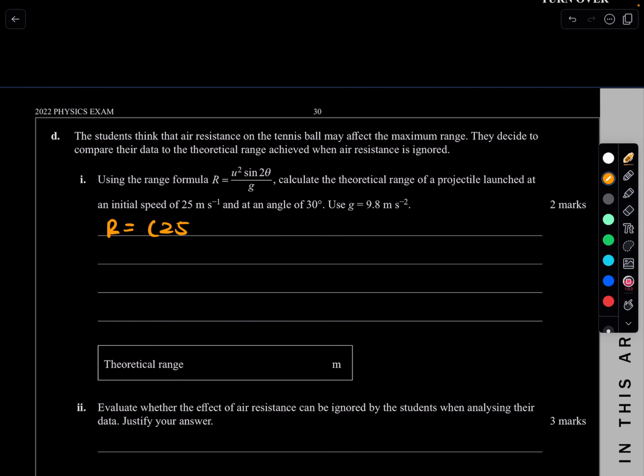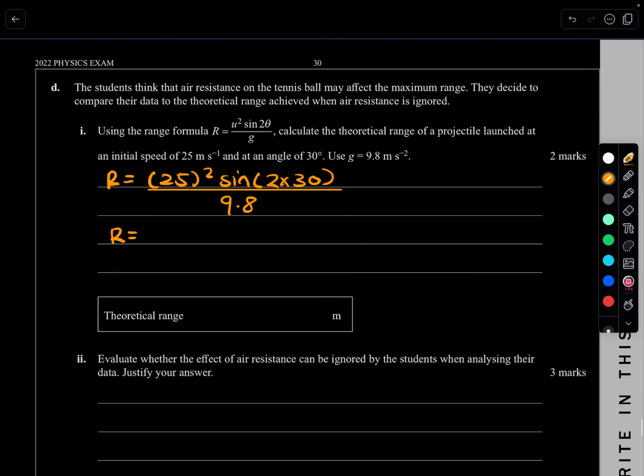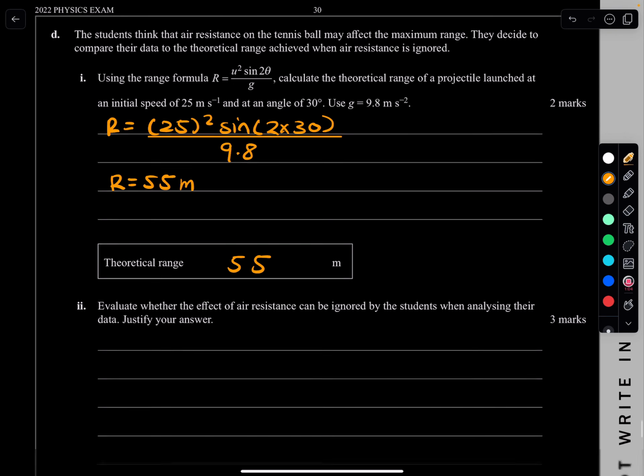So 25 squared sine 2 times your angle, all being divided by your g, which is 9.8. And that's going to give us our theoretical range. That gives me 55 pretty much. So 55 meters approximately. Yeah, that's our range.